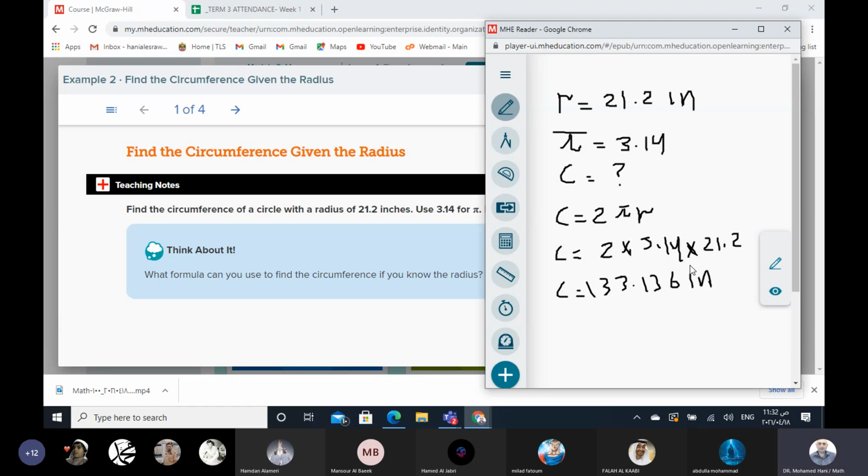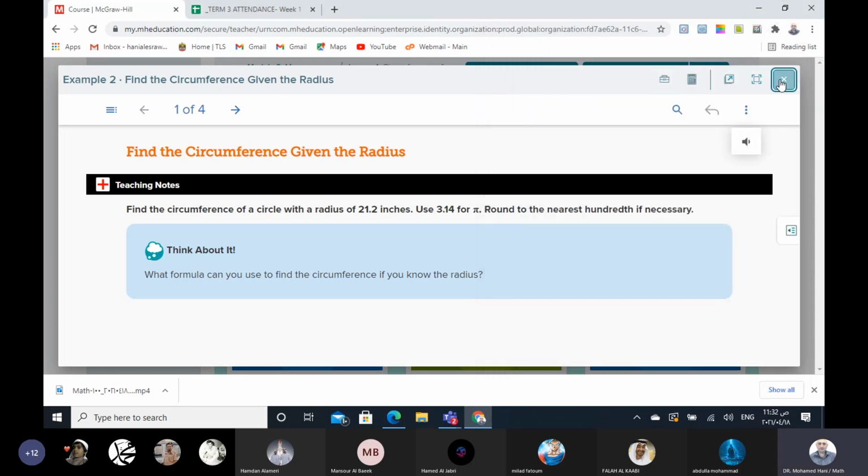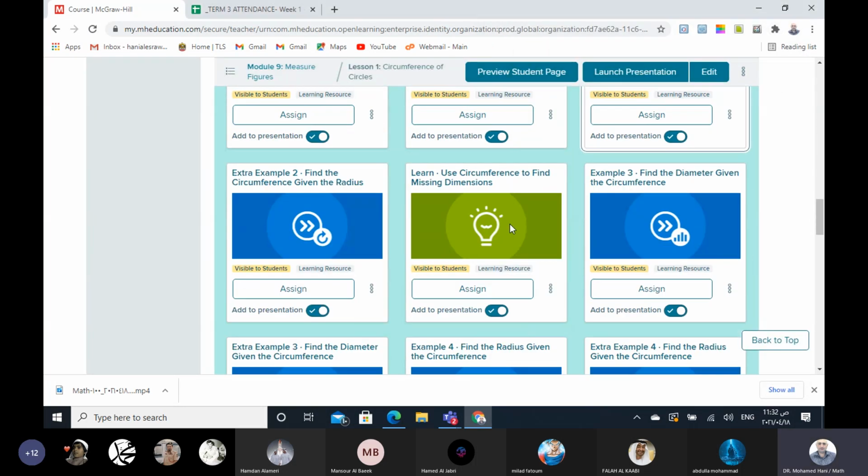Who has any question here? Clear for all? Mr., when we find the C, we put 2 and we multiply it by 3.14 and the next number? Yes, 2 times 3.14, then multiply by 21.2. Okay. The last example.